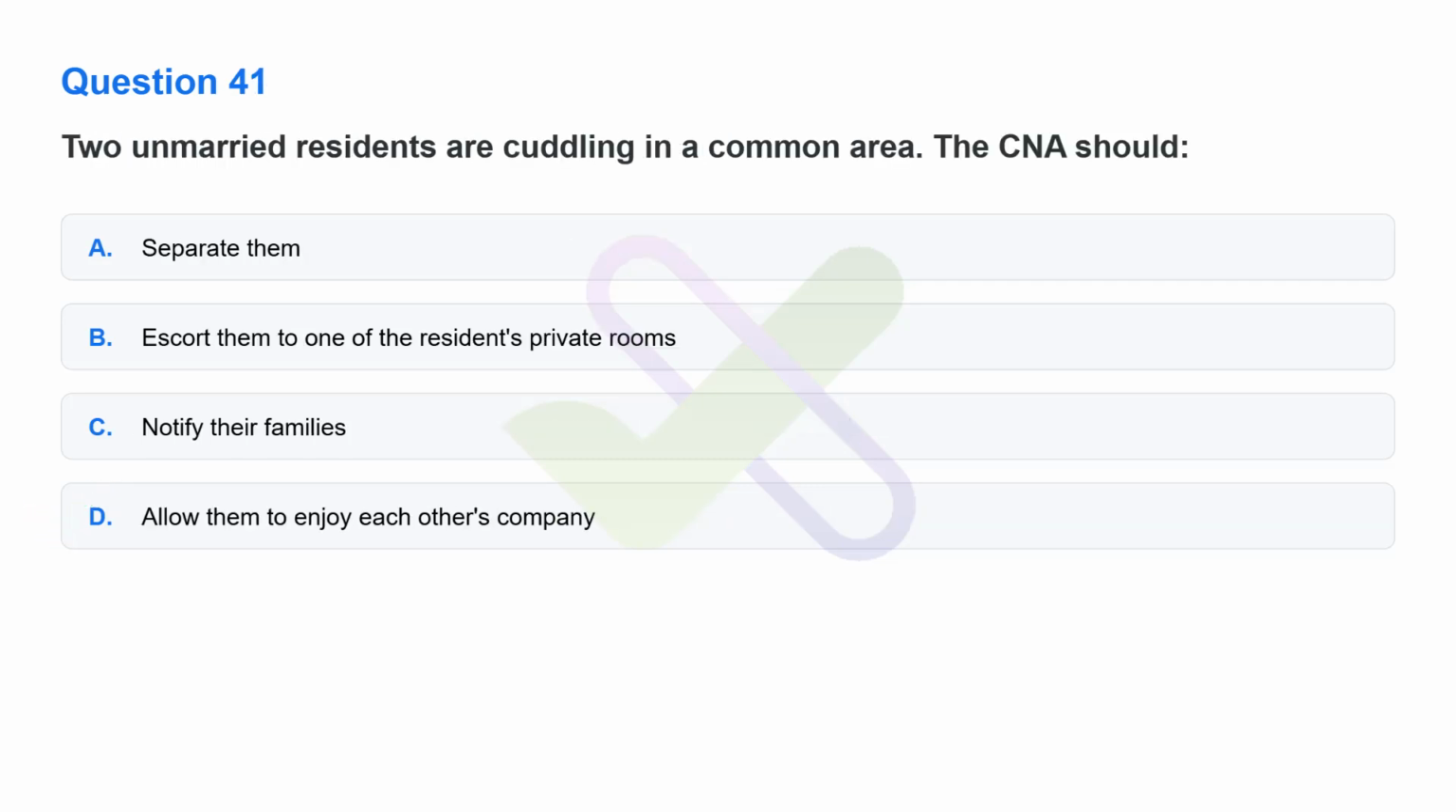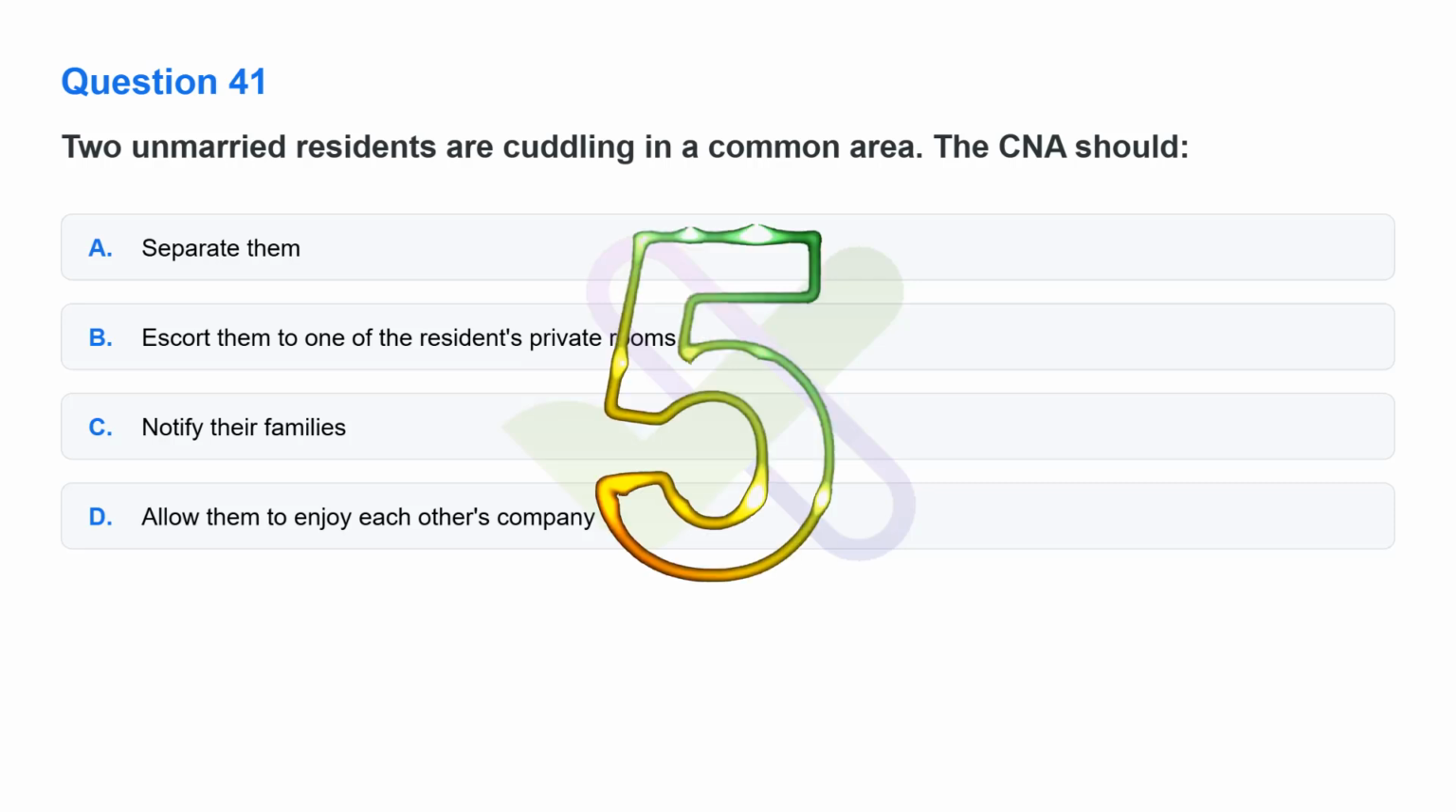Two unmarried residents are cuddling in a common area. The CNA should A. separate them, B. escort them to one of the residents' private rooms, C. notify their families, D. allow them to enjoy each other's company.